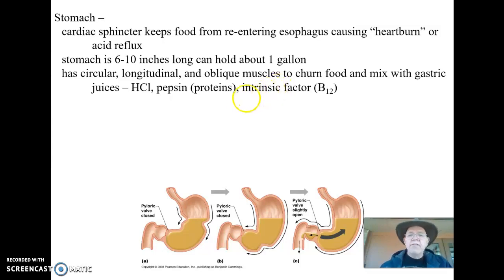All right. So basically, its job is just to churn up all the food into a big slurry, so that when it leaves the stomach, most of your food should be very liquidy. It's called chyme.